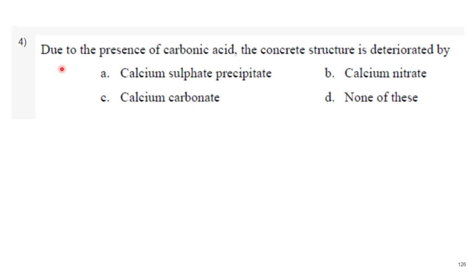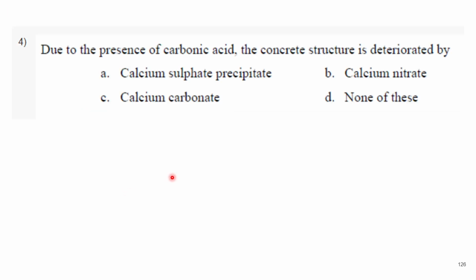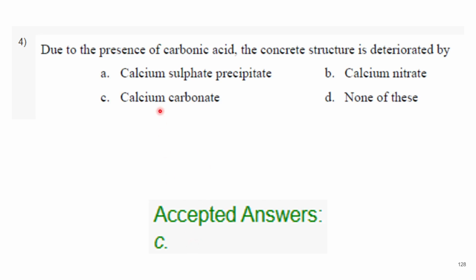Fourth question. Due to the presence of carbonic acid, the concrete structure is deteriorated by A, calcium sulfate precipitate; B, calcium nitrate; C, calcium carbonate; or D, none of this. So which is the correct option? If you remember these equations, the carbonic acid combines with calcium hydroxide and calcium carbonate to form calcium carbonate and calcium bicarbonate. Bicarbonate is not here, so the correct option will be calcium carbonate. So C is the correct option.